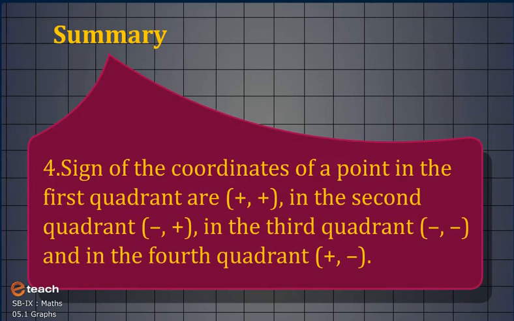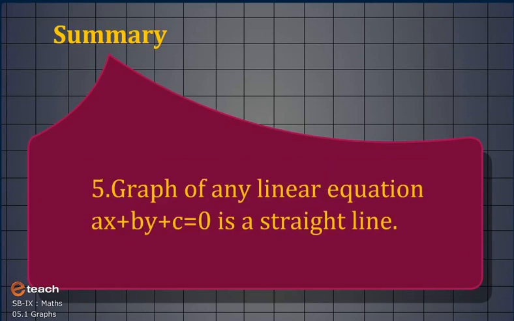4. Signs of the coordinates of a point in the first quadrant are positive, positive. In the second quadrant, negative, positive. In the third quadrant, negative, negative. And in the fourth quadrant, positive, negative. 5. Graph of any linear equation ax plus by plus c is equal to 0 is a straight line.